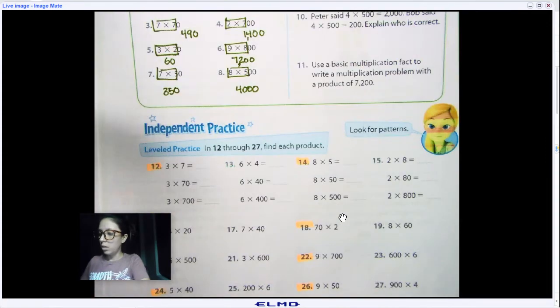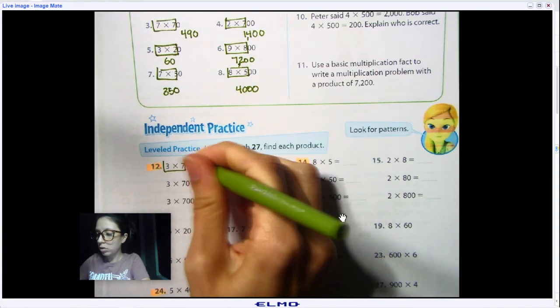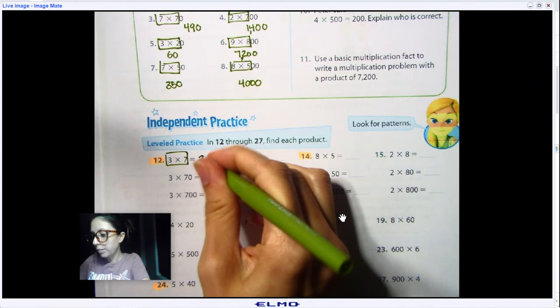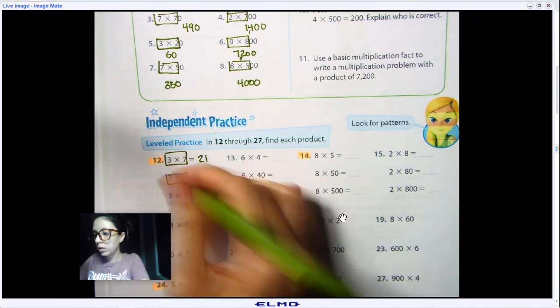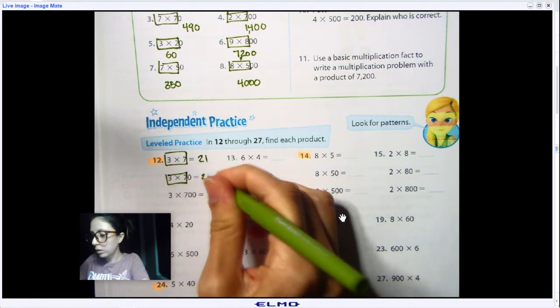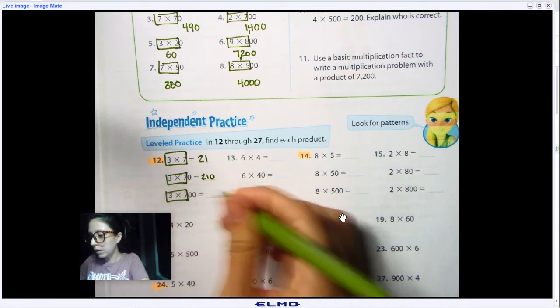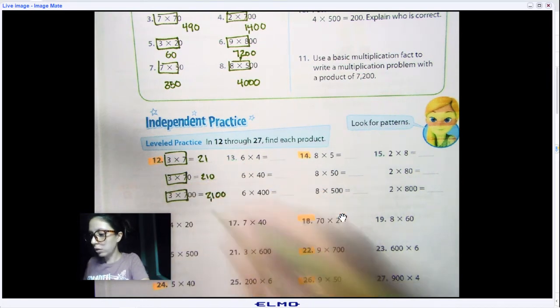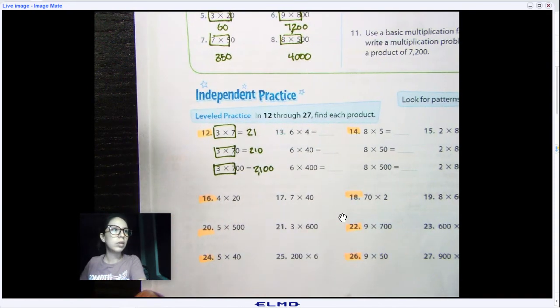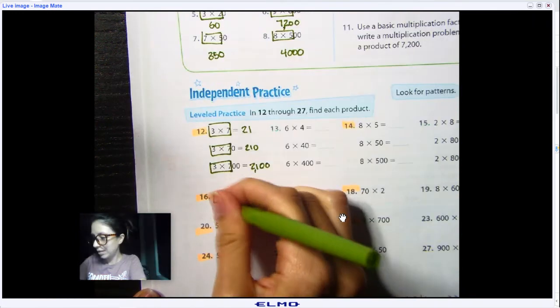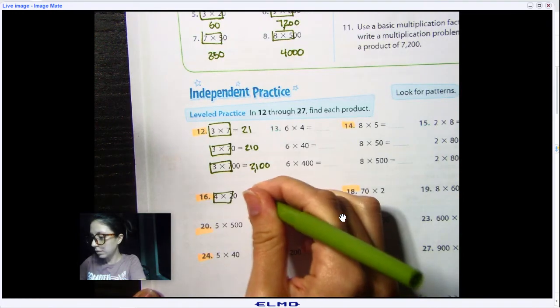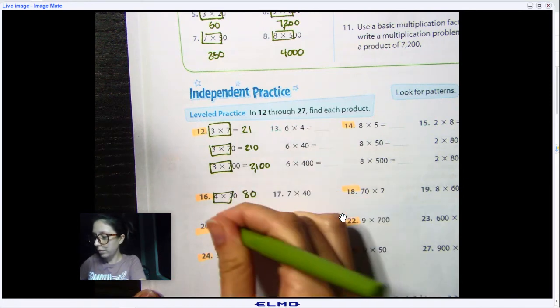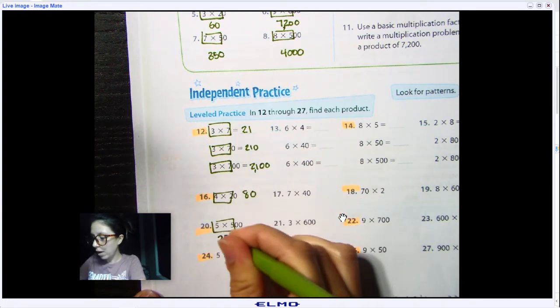Okay. Box your digits that are not 0. 3 times 7 is 21. Box your digits that are not 0. 3 times 7 is 21, plus 1 more 0. 3 times 7 is 21, plus 2 more zeros. Wobble, wobble if you got that one right. 4 times 2 is 8, and add 1 more 0. 5 times 5 is 25, and add 2 more zeros.